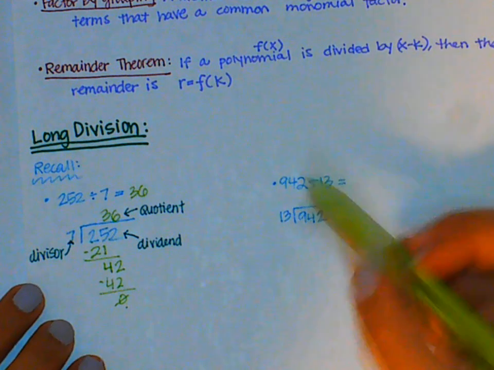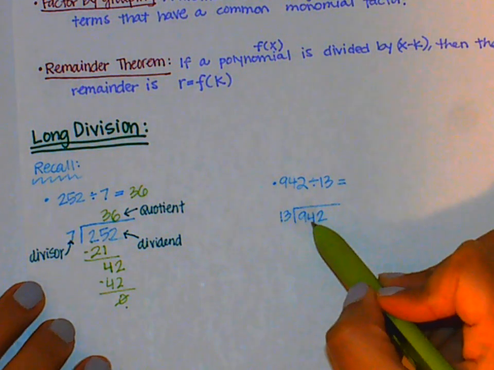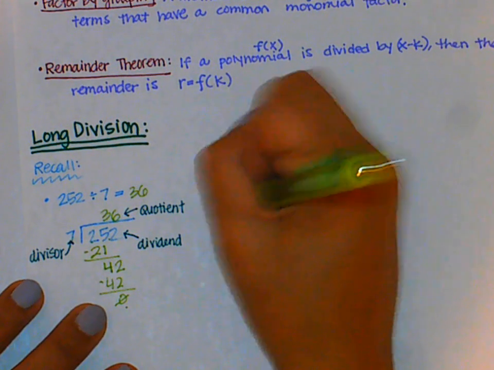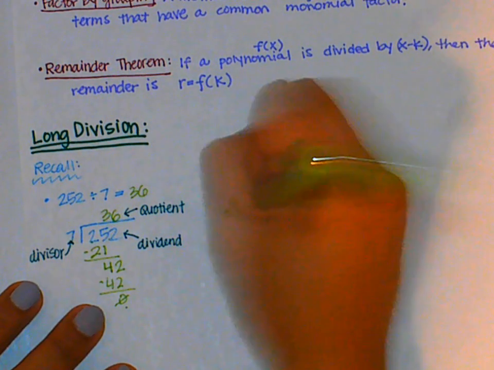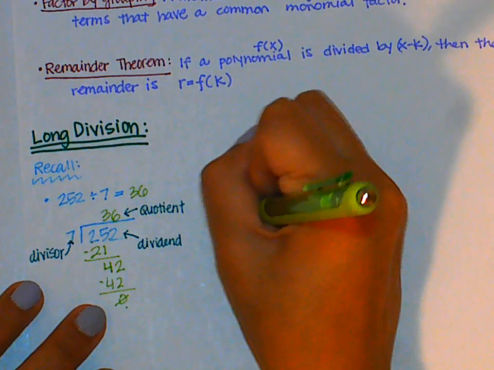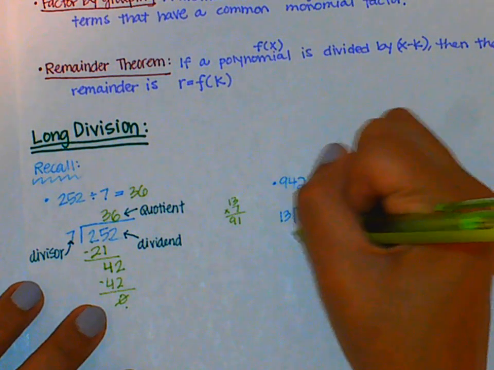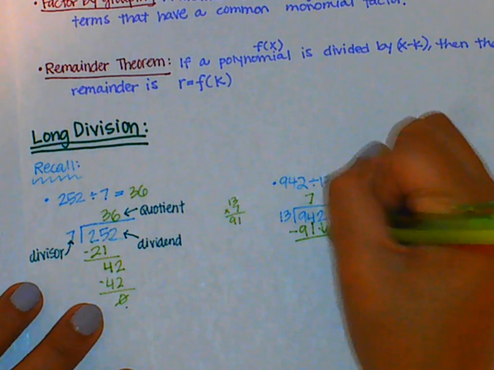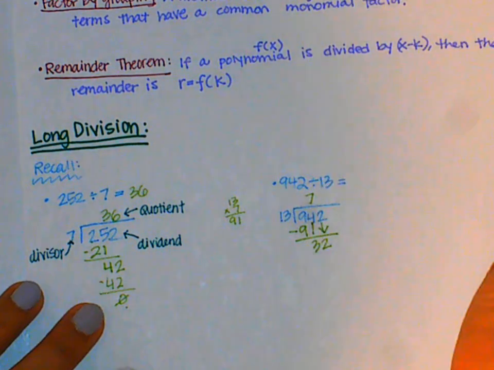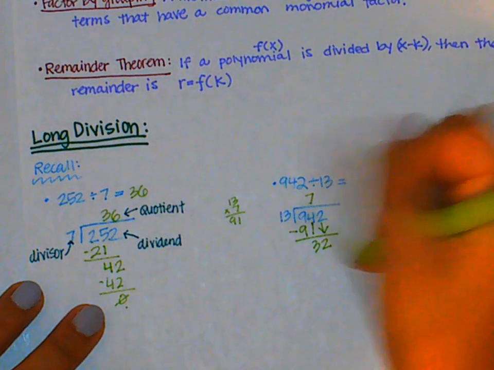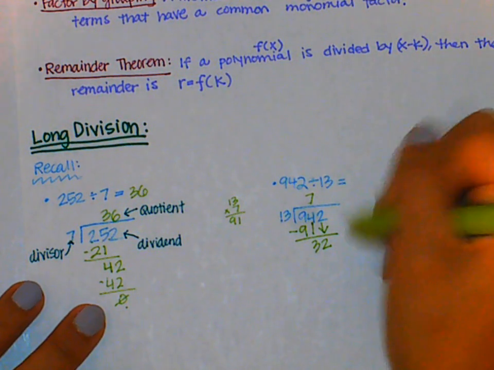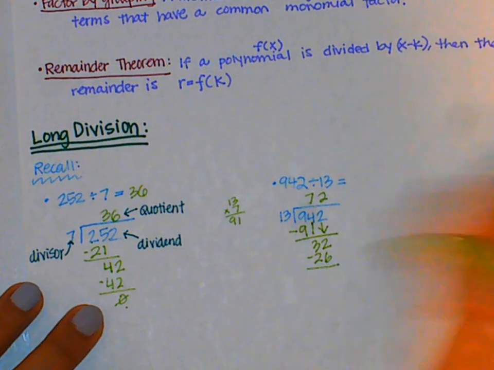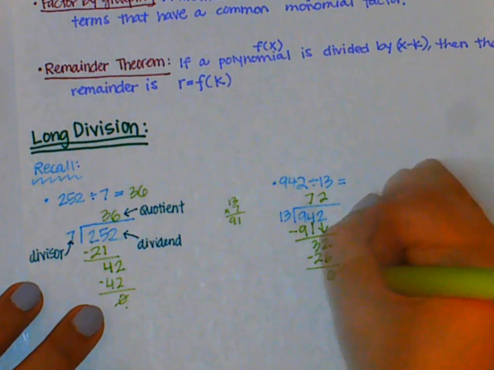Okay, 13 goes into 94 7 times. 13 times 7, I can do that off to the side, and that would give me 91. So then minus 91, I get 32. So 13 doesn't go into 32. The closest thing I can get is 26, which when I subtract gives me 6.